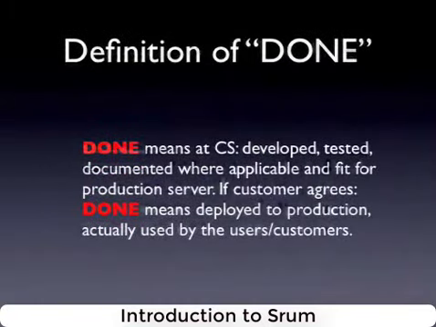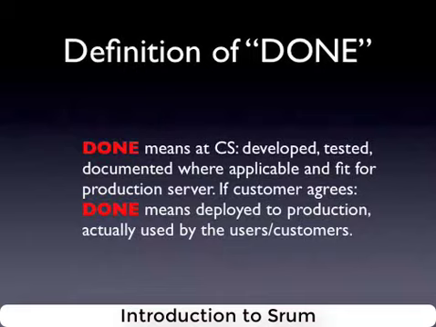Hence, an important part of starting Scrum on a project is establishing a definition of done. Now, definition of done might differ between teams because it depends on the domain, it depends on what you are doing, in other words, it depends on the local customs, it depends on environment.